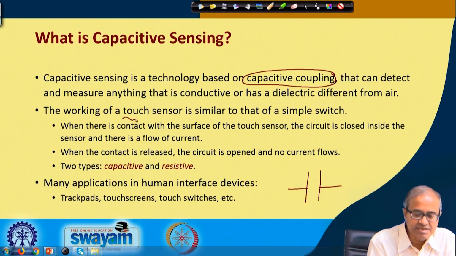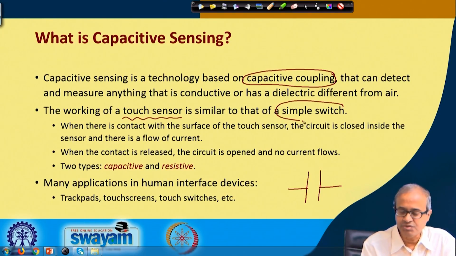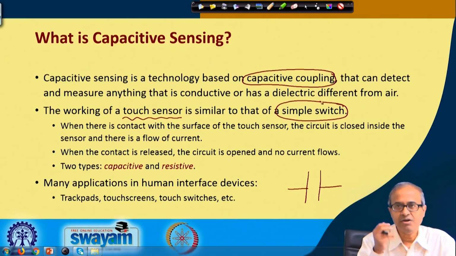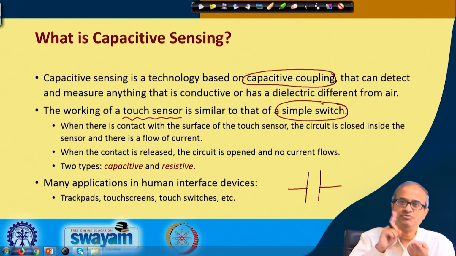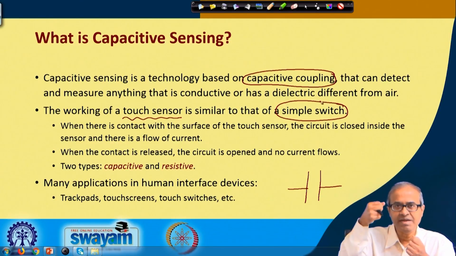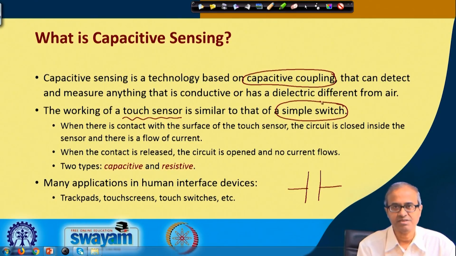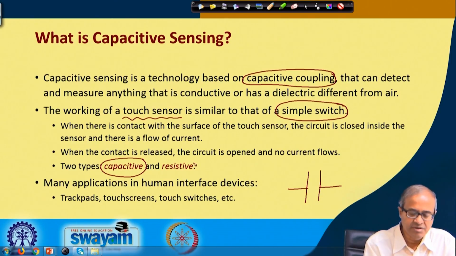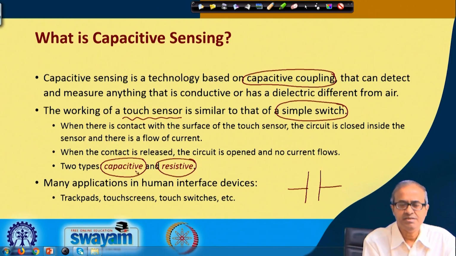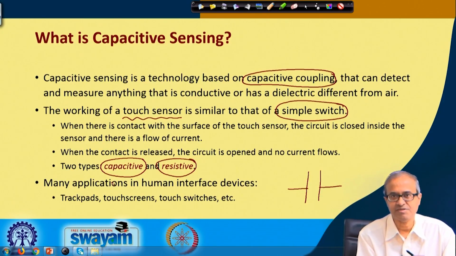The touch sensors that are built out of this capacitive sensing are similar to a switch. The way they are built is that whenever you make a touch, some switch is closed, and when you remove the touch, the switch is open. So, instead of a normal push button switch, you can also use a touch kind of switch. Broadly speaking, these touch sensors can be either capacitive or resistive. Of course, the capacitive touch sensors are much more flexible and better in terms of performance.